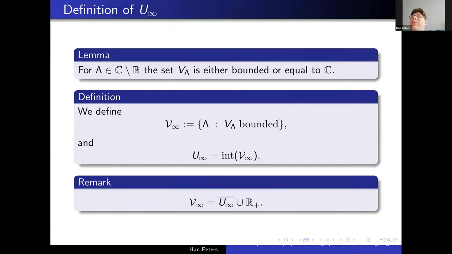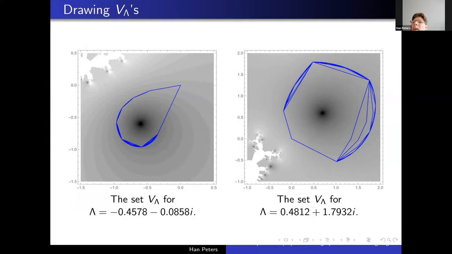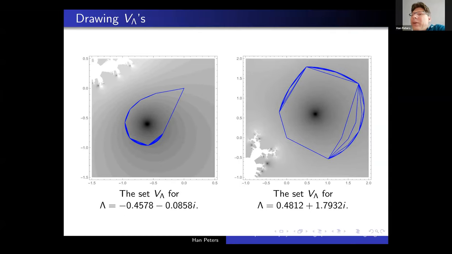So this is why I prefer to work with these open sets. Here are some examples of V lambdas. And again, what do you do? You start with zero. I showed this also on my first slide. Then you take the function lambda e to the power minus z and you map it forward.